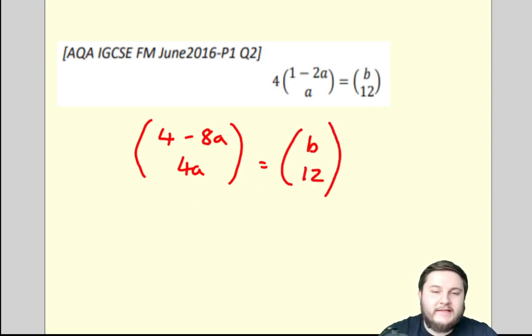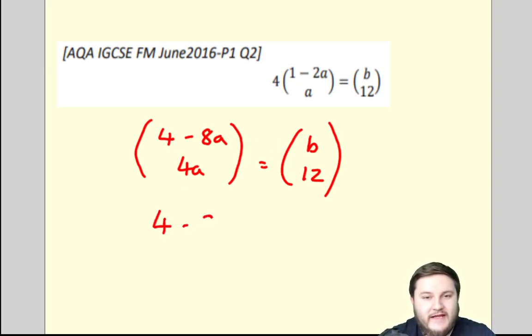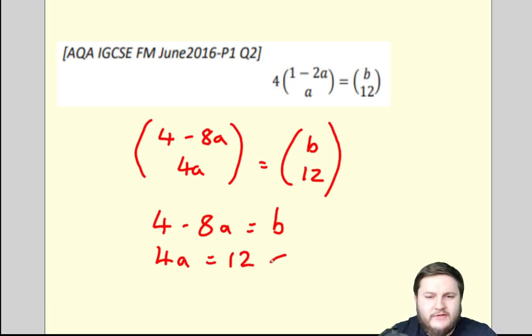And then what you get is, if you just read the top line of any matrix and the bottom line of any matrix, you can actually form, well, in vectors you can, because it's just 1 by 2. If you read the top line and the bottom line, you can form two equations. You get the equation 4 take away 8a is equal to b, and you get the equation 4a is equal to 12. Well, this one here is interesting, because if 4a is equal to 12, you can just divide by 4, so a must be 3.